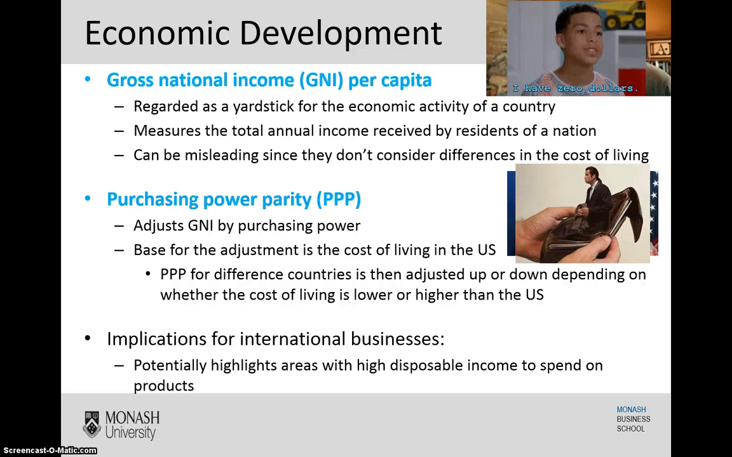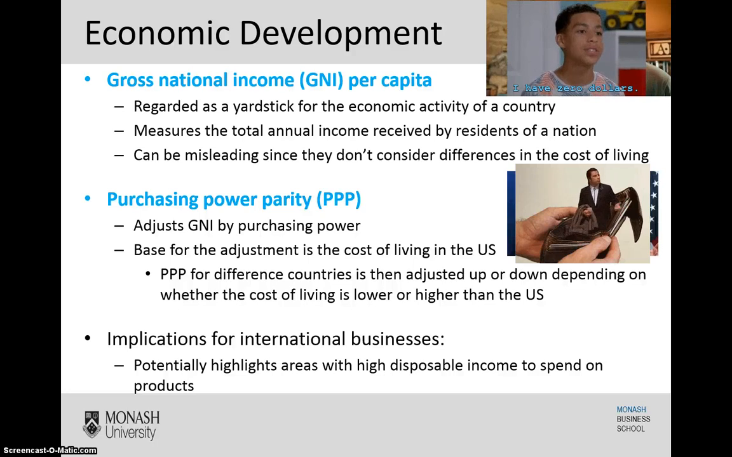Now this does adjust the GNI by the purchasing power within a particular country, and it uses as its base for the adjustment the cost of living in the United States, so it is biased somewhat towards the US, certainly in terms of its measurement. And the PPP for different countries is then adjusted up or down depending on whether the cost of living is either higher or lower than that of the US. So overall it gives a more accurate and realistic representation of the level of economic development within a particular country.